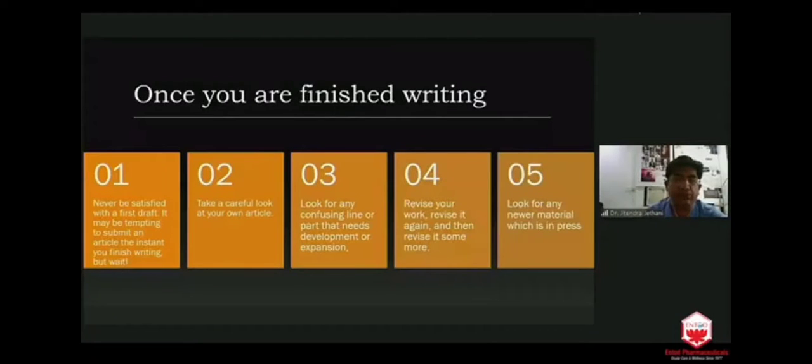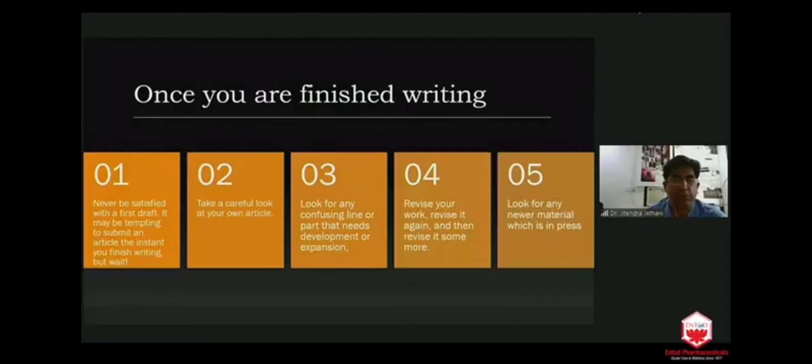Now the point is that once you finish writing your article, the actual hard work starts from there. First and foremost thing is, when you've written the first draft, don't think that is your best work. Never be satisfied with the first draft. It would be very tempting. You would feel that I cannot do better than this.